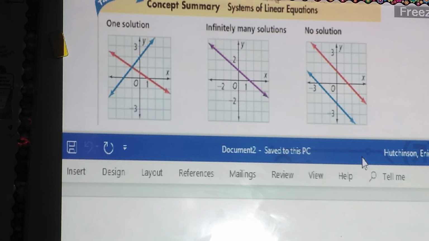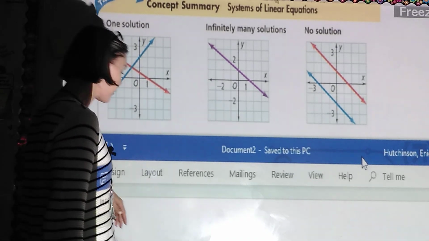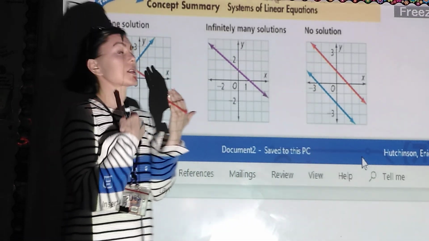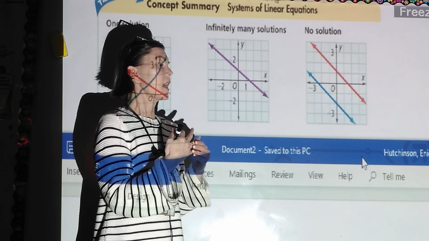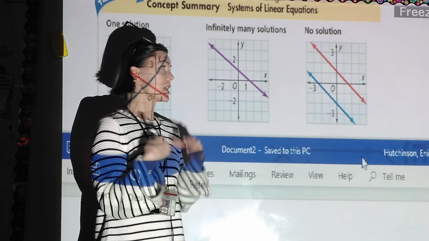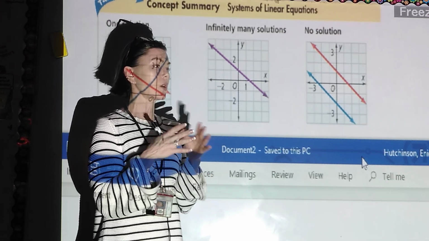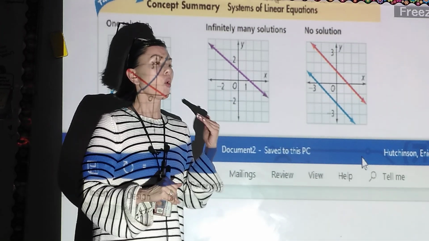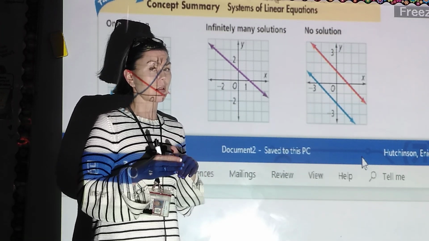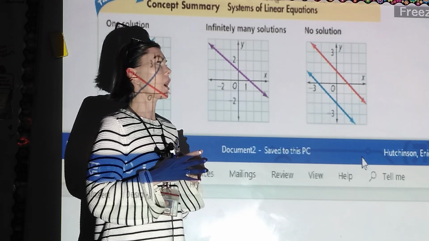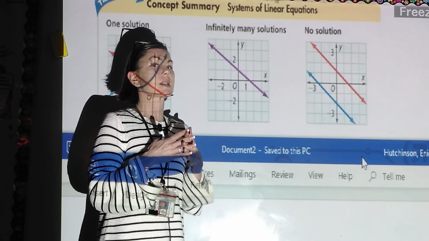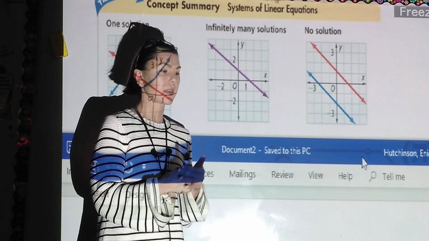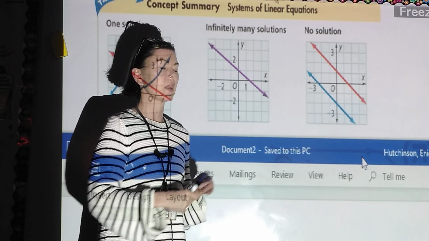Solving a system of equations by graphing and substitution. Okay, so we're going into our systems unit. What I mean by systems is that up until this point we have been working with only one equation on the graph, or one linear inequality on the graph. From now on, when we're talking about systems, we're talking about two equations. That's what makes it a system.